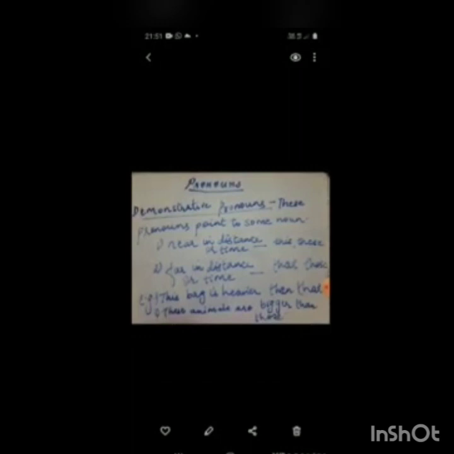Let's consider two sentences in support of this. This bag is heavier than that. Here in this sentence, this and that point to the noun bag, and they make it clear whether the bag is near or far. This stands for near, and that stands for the bag which is in the distance. Let's consider another example. These animals are bigger than those. In this sentence, these and those are demonstrative pronouns.